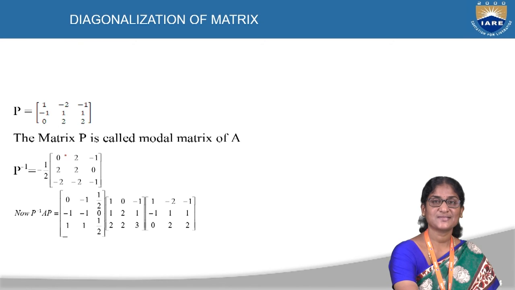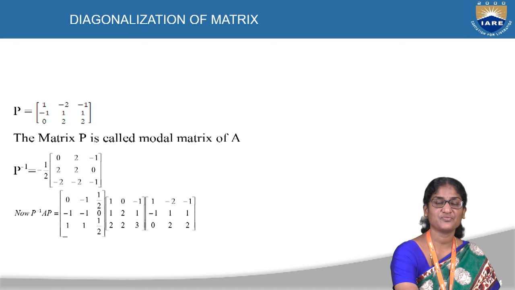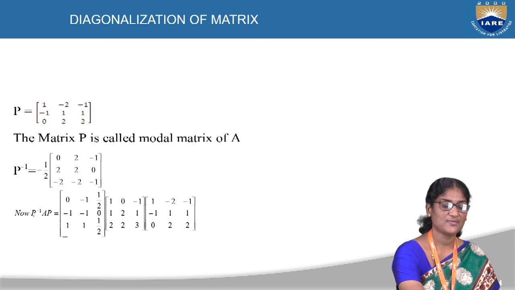Now in the next step for the diagonalization, we need to find out the P inverse, that is the inverse of the matrix. P inverse is equal to half into 0, 2, -1, 2, 2, 0, -2, -2, -1. And now we have P inverse AP. Calculate the value of P inverse AP, where P inverse is already calculated here, A is the matrix that has been given, and P is the modal matrix that we have got.